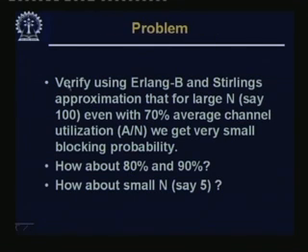So, this is one last thing: verify using Erlang B and Stirling's approximation for handling the factorial, that for large n, say 100, even with 70% average channel utilization, that is A by n, we get very small blocking probability. But of course, if the channel utilization or A by n becomes 80% and then 90%, what will happen is that you will find that your channel blocking probability is going up.